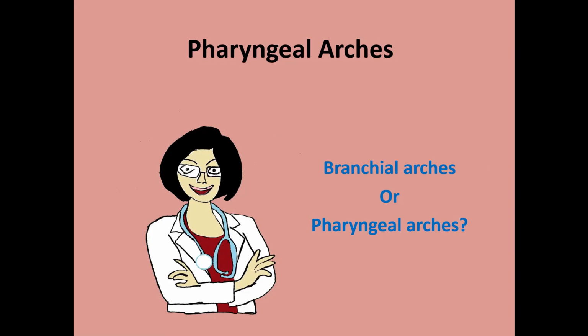So we don't have the gills, so it's better to call these arches, which appear in the lateral wall of the pharynx in the 4th to 5th week of intrauterine life, pharyngeal arches and not branchial arches. So we are going to use the term pharyngeal arches for these mesodermal thickenings, or we can also say branchial apparatus.